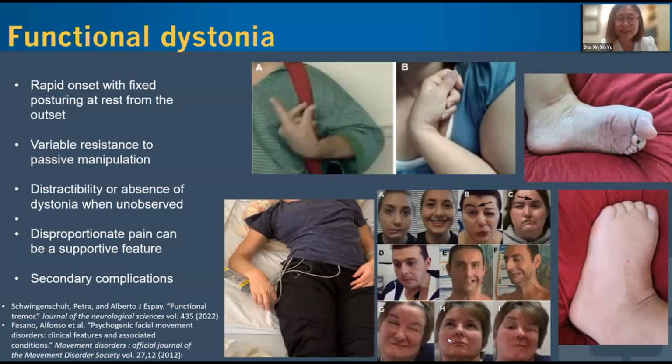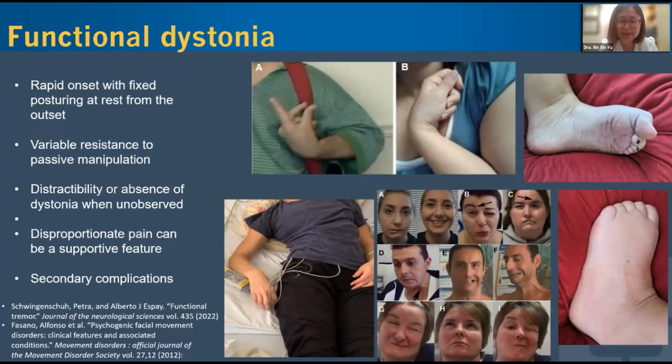The core features of functional dystonia include rapid onset and fixed posture at rest from the start. And you may also find variable resistance when you passively manipulate the affected body part. You may also find distractibility and disappearance of the symptom when the patient feels they're unobserved.